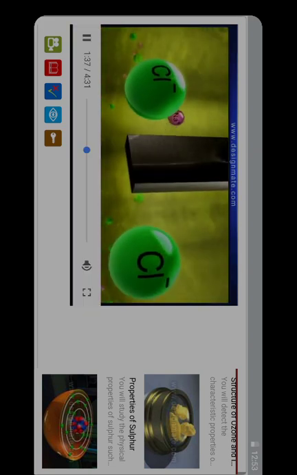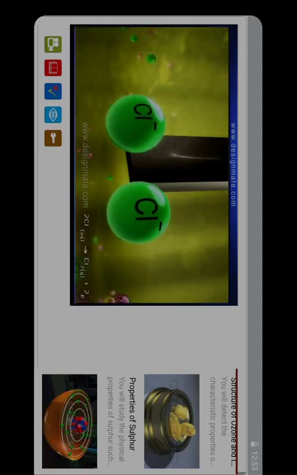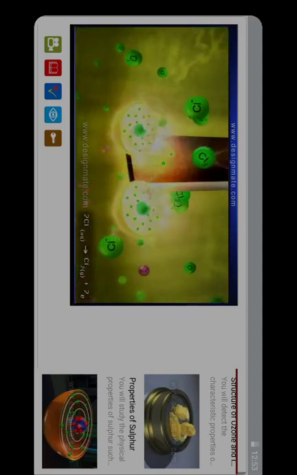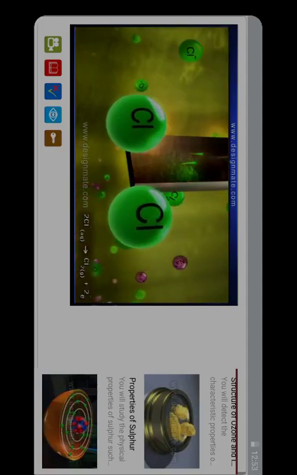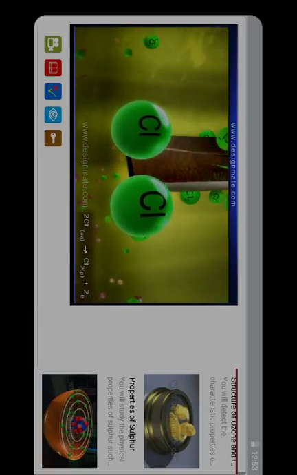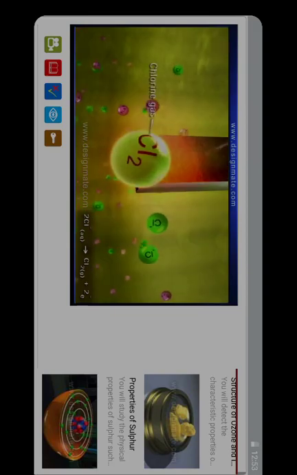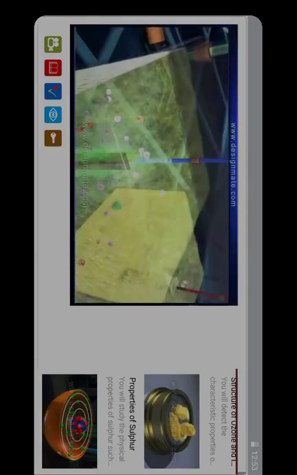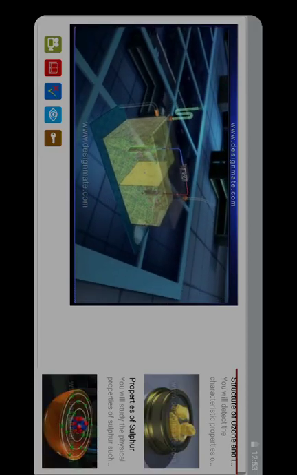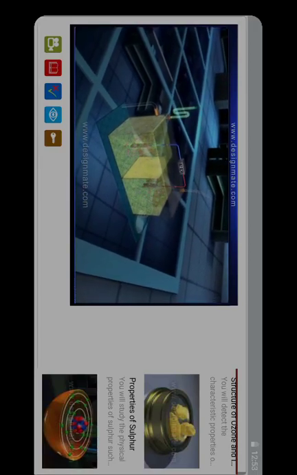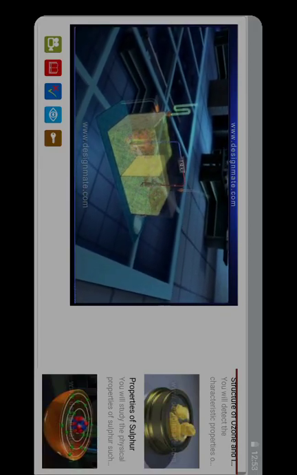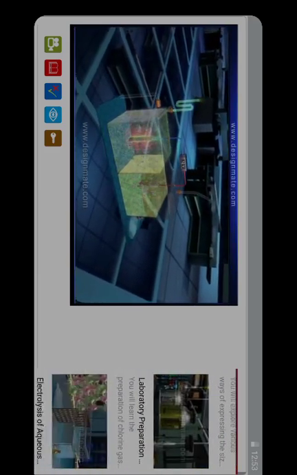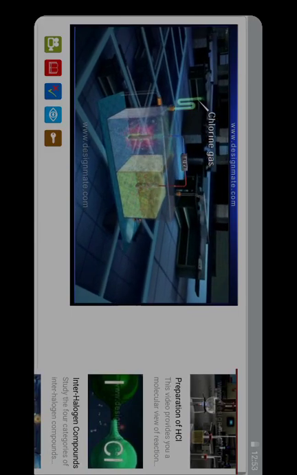Electrons move towards the positively charged anode. Here, they lose electrons and form chlorine atoms. Two such chlorine atoms combine to form greenish chlorine gas, which can be seen bubbling at the anode. The color of the solution around the electrode initially turns red and is then bleached to colorless. This indicates the presence of chlorine.